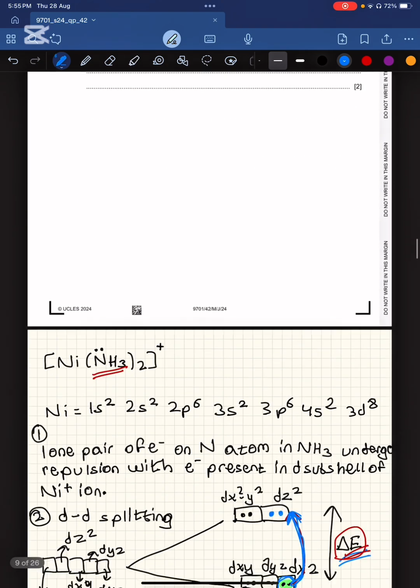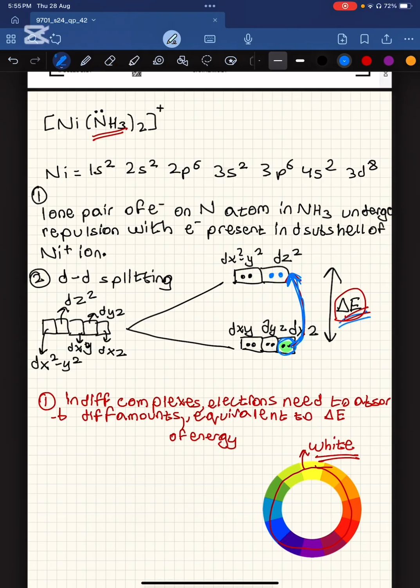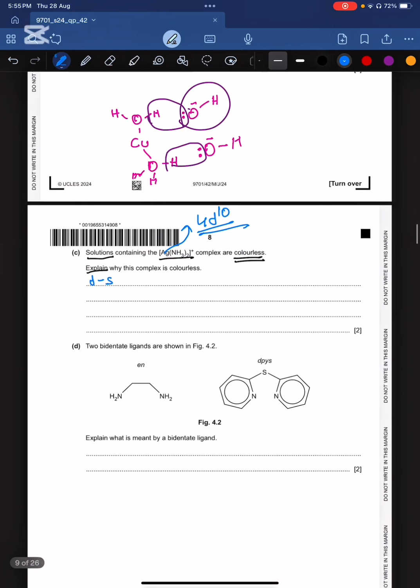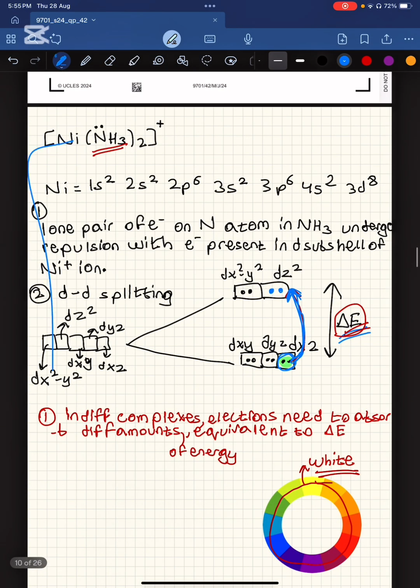The main purpose of explaining this entire thing was to show the concept of colors. And the question comes in many different ways. This question was particularly simple: how is the complex colorless? Some difficult questions also ask how transition metal complexes get their colors. So this is where we have to explain that d-d splitting occurs when repulsion occurs between the transition metal ion electrons present in their d subshell and the lone pair of electrons present in the ligands, which are attracted to the transition metal ions. Because of this repulsion, d-d splitting takes place.